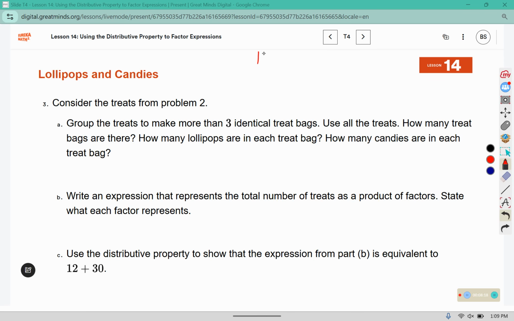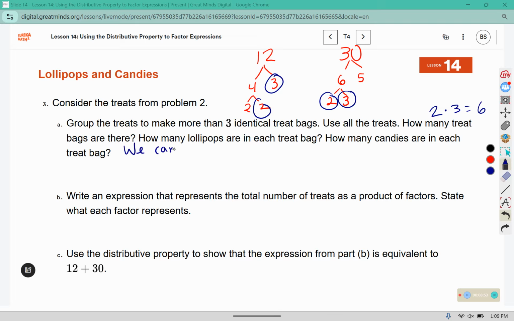Well, I know that 12 and 30, if I split 12, that's 4 times 3. And 4 can be broken up into 2 times 2. 30 is 6 times 5. And 6 can be made up of 2 times 3. So these both have a 2, and they both have a 3, which is 6. So they both have a factor of 6. So we can make 6 bags.